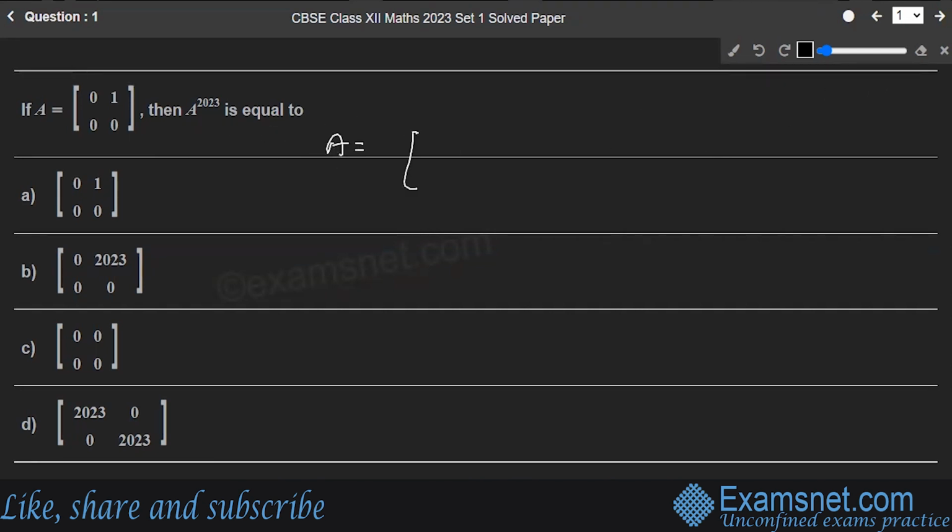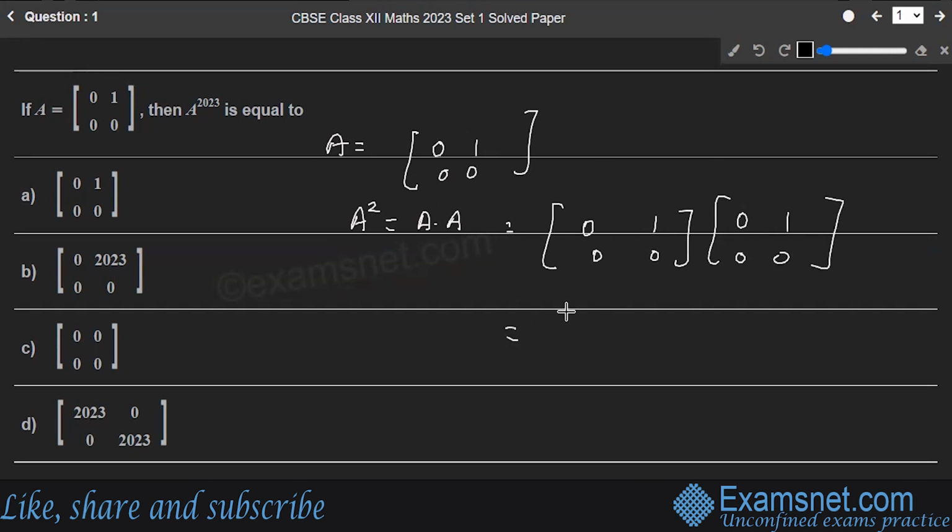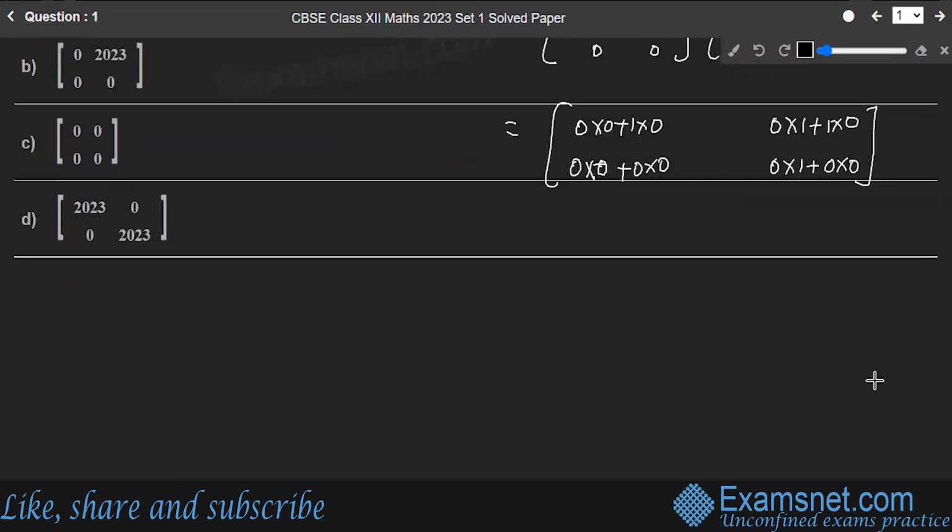So A is given by 0, 1, 0, 0. A square is A into A, and that is equal to 0, 1, 0, 0 into 0, 1, 0, 0. And this will be equal to first row, first column: 0 into 0 plus 1 into 0. First row, second column: 0 into 1 plus 1 into 0. Second row, first column: 0 into 0 plus 0 into 0. Second row, second column: 0 into 1 plus 0 into 0. That gives you all the zeros.